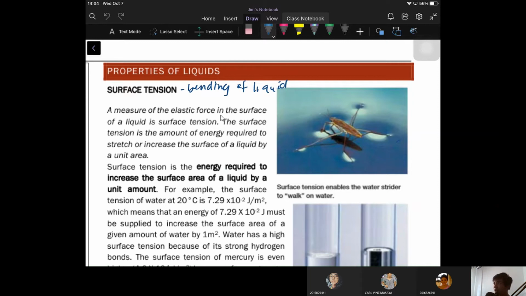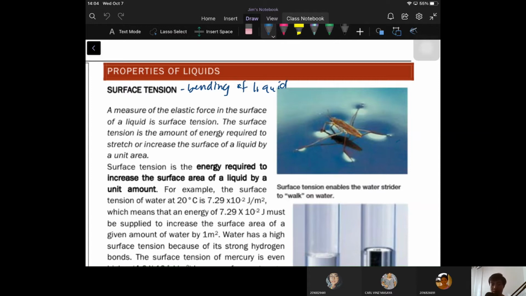No? That is the measure of the elastic force in the surface of a liquid. Surface tension. And surface tension is the amount of energy required to stretch or increase the surface of a liquid by a unit area. So basically, elastic force yan. Magbe-bend yung water. Okay. So bakit po nagbe-bend yung water?